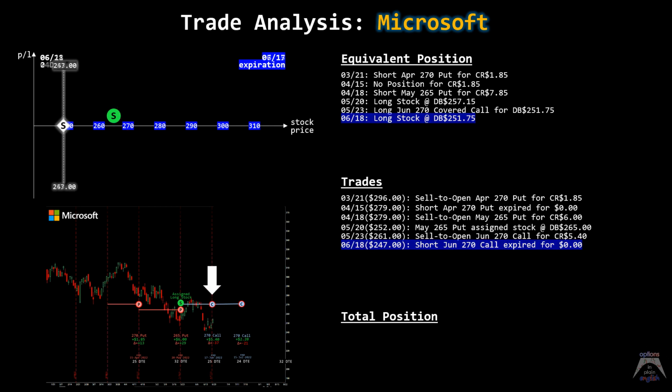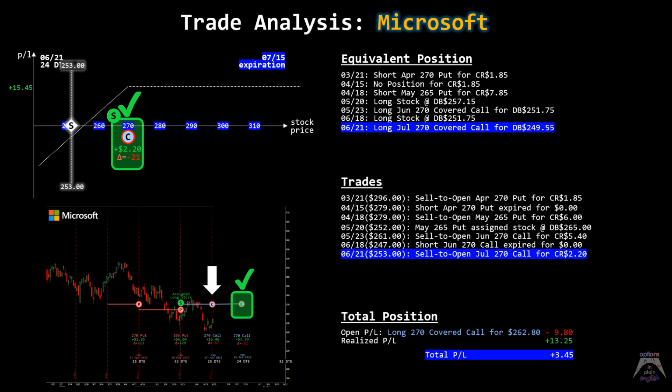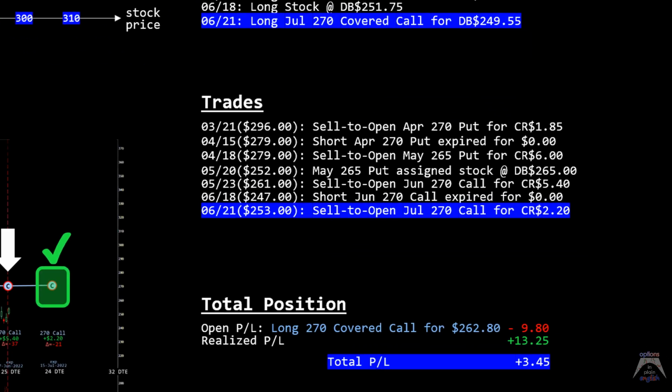The first Monday after expiration, we re-establish our position by selling to open yet another 270 call, this time for July, and taking in a credit of $220 for it. This leaves us with an equivalent position of long the July 270 covered call for a total cost of $249.55. Our total position is now profitable by $345 at this point.